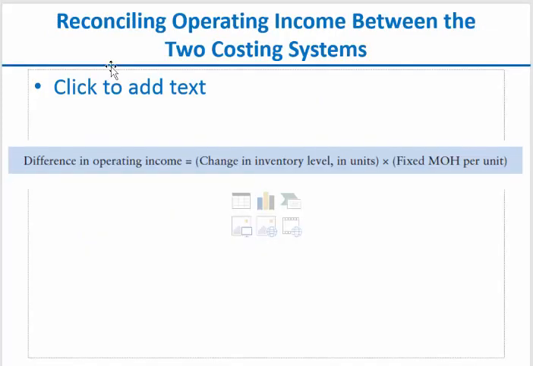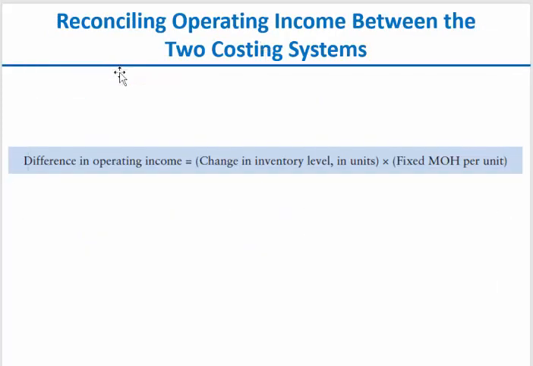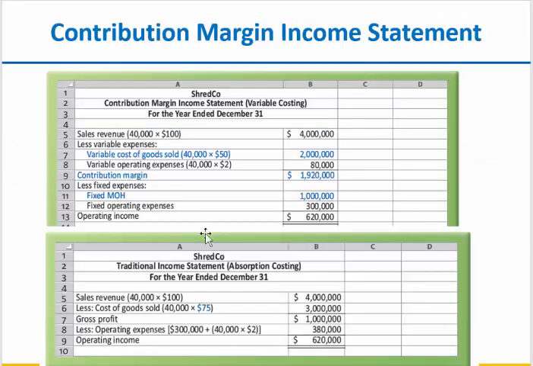So next, I want to talk about reconciling operating income between the two costing systems. Sometimes you do have a difference between the operating incomes provided by the two costing systems, and why do you have a difference between them? If you look at the previous example, you may argue, hey, I don't see any difference. They are the same. Well, the reason is you have sold all the units. You don't have any inventory. You don't have any leftover in your inventory. That's why the operating income is exactly the same.